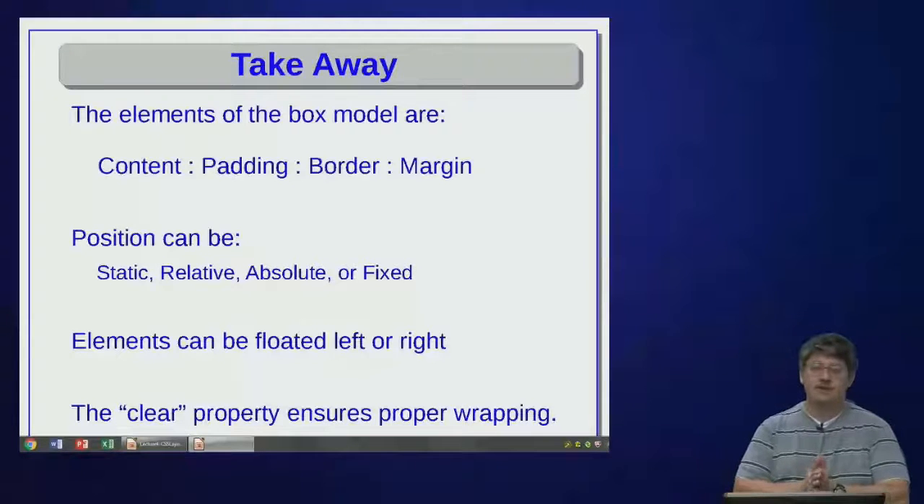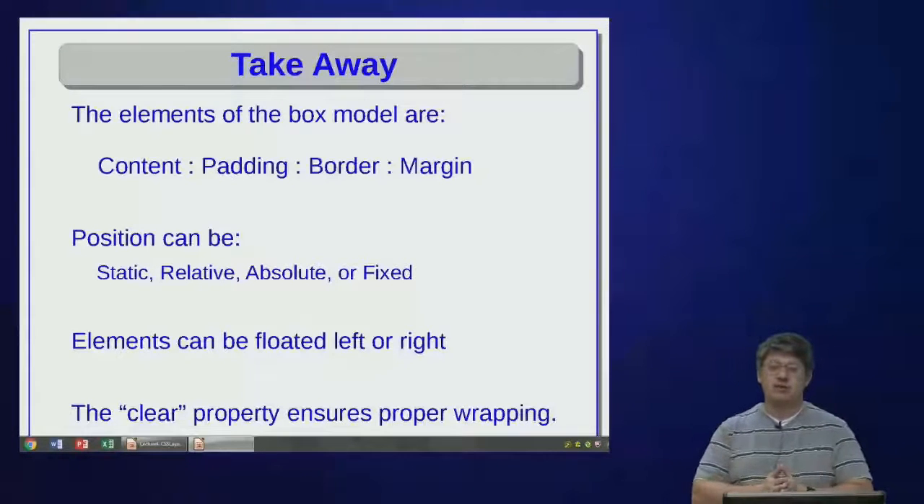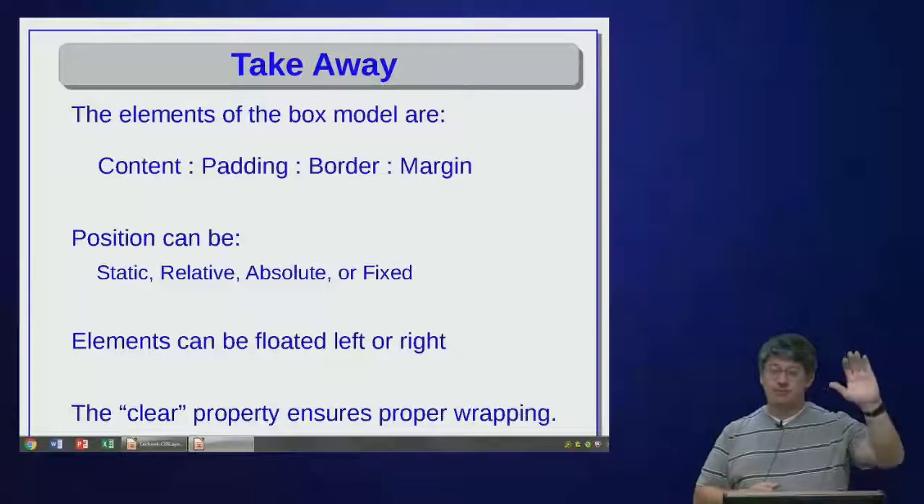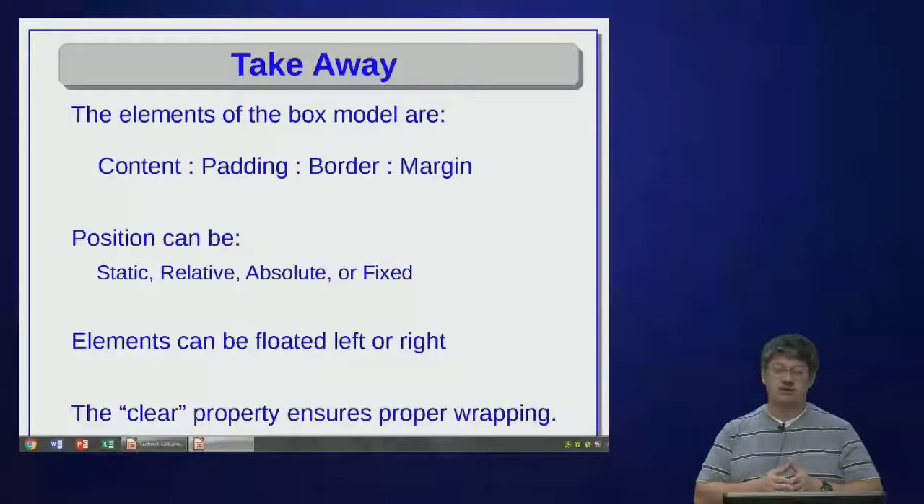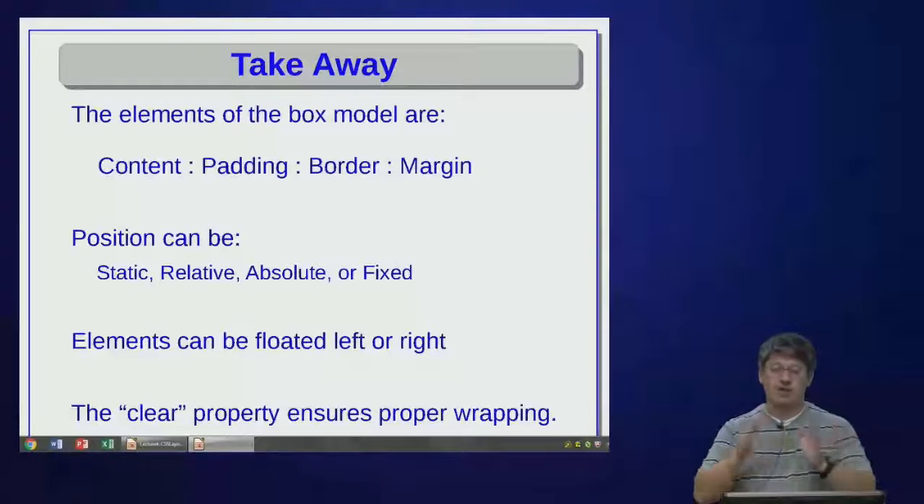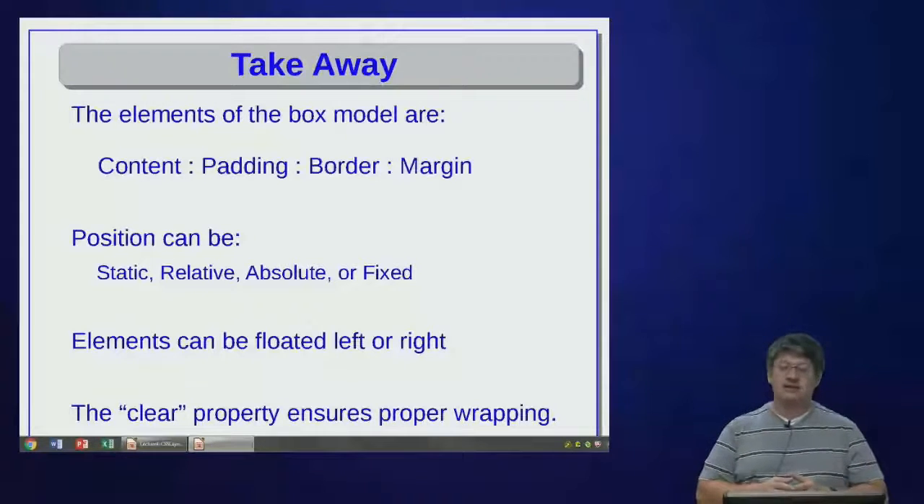So in summary, the elements of the CSS box model are the content, which is inside padding, which is inside a border, which is inside a margin. We can position elements using static positioning, relative positioning, absolute positioning, or fixed positioning. We can also position elements using the float property. We can float them either to the left or to the right. That's good for multi-column layouts. And when we do that, we can use the clear property to ensure proper wrapping.